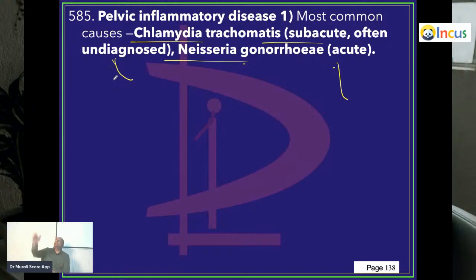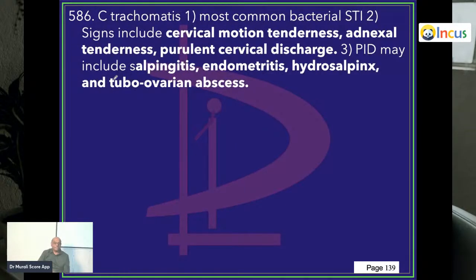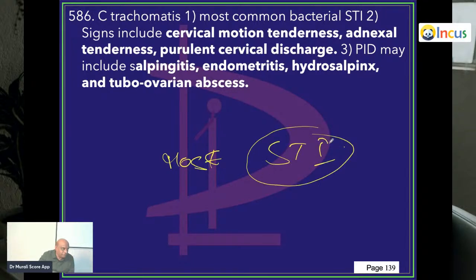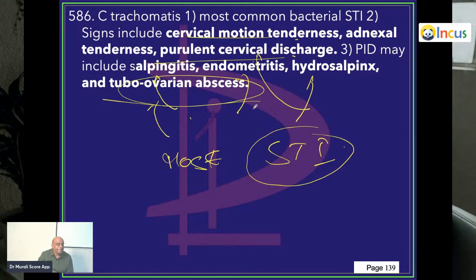The reason is if she kicks you, you will go and catch the chandelier. Then chlamydia trachomatis. If I say most common bacterial sexually transmitted infection, it means chlamydia. It leads to cervical motion tenderness, adnexal tenderness, purulent cervical discharge, and it leads to salpingitis, endometritis, hydrosalpinx, tubo-ovarian abscess. Anything can occur with it.